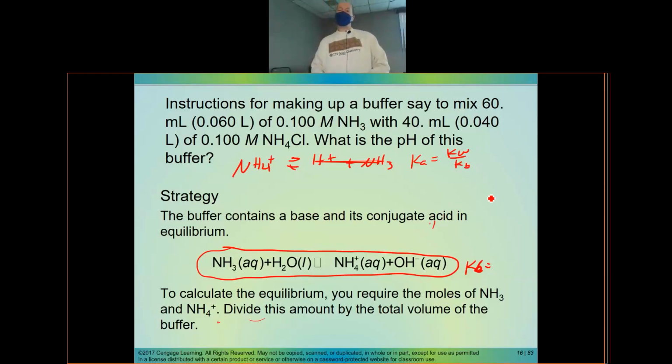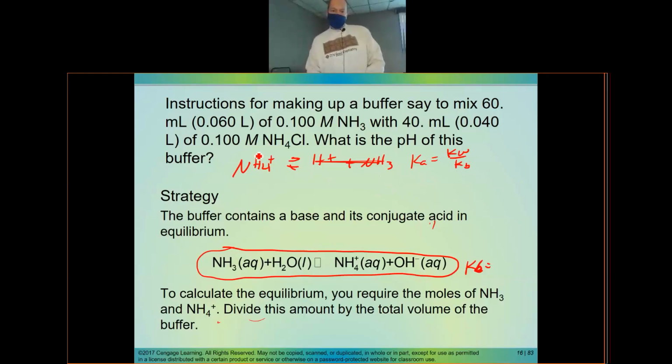All right, so once you have this Kb, you just take your Kw divided by Kb and you have the Ka. You can use either one. When you have both the weak acid and the weak base, either one of these reactions will give you the same exact answer for the pH.